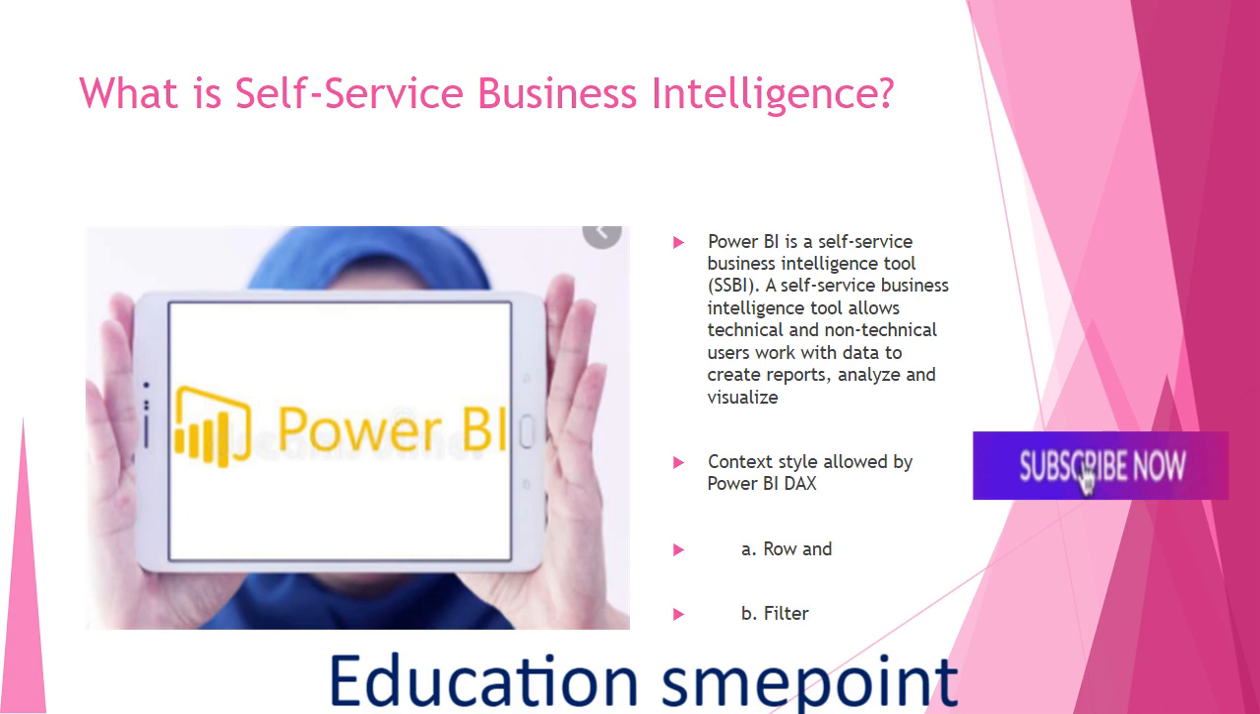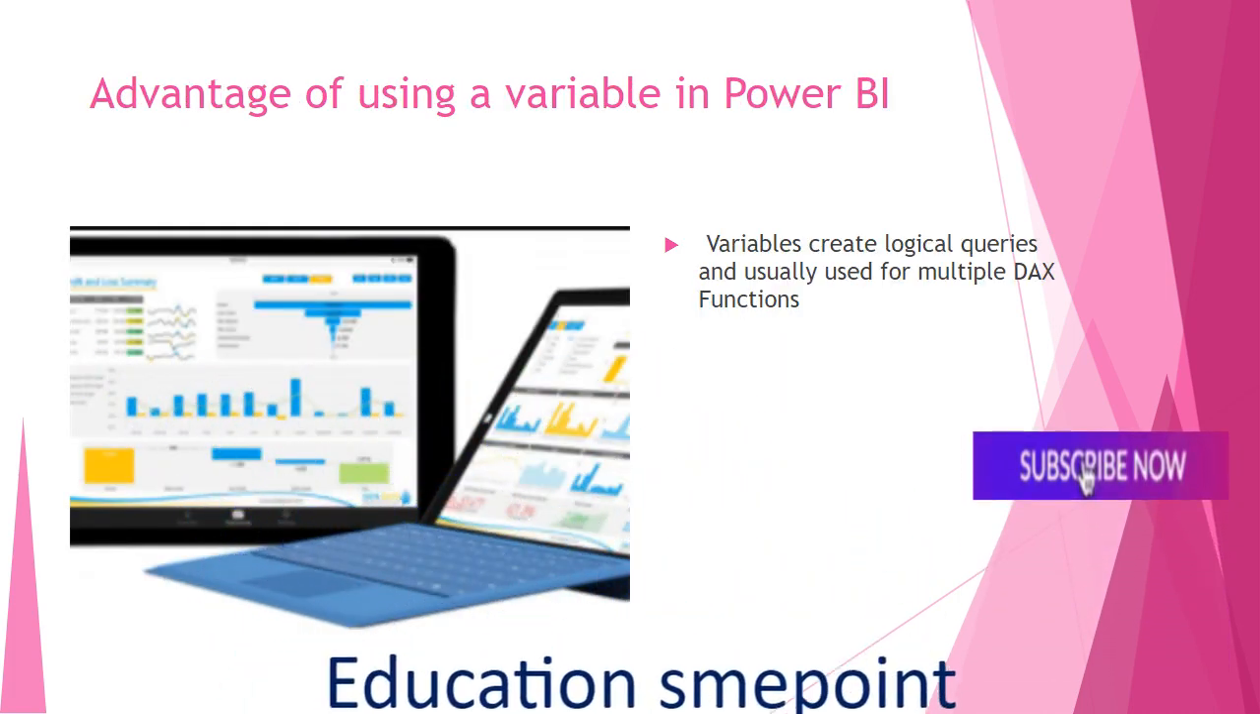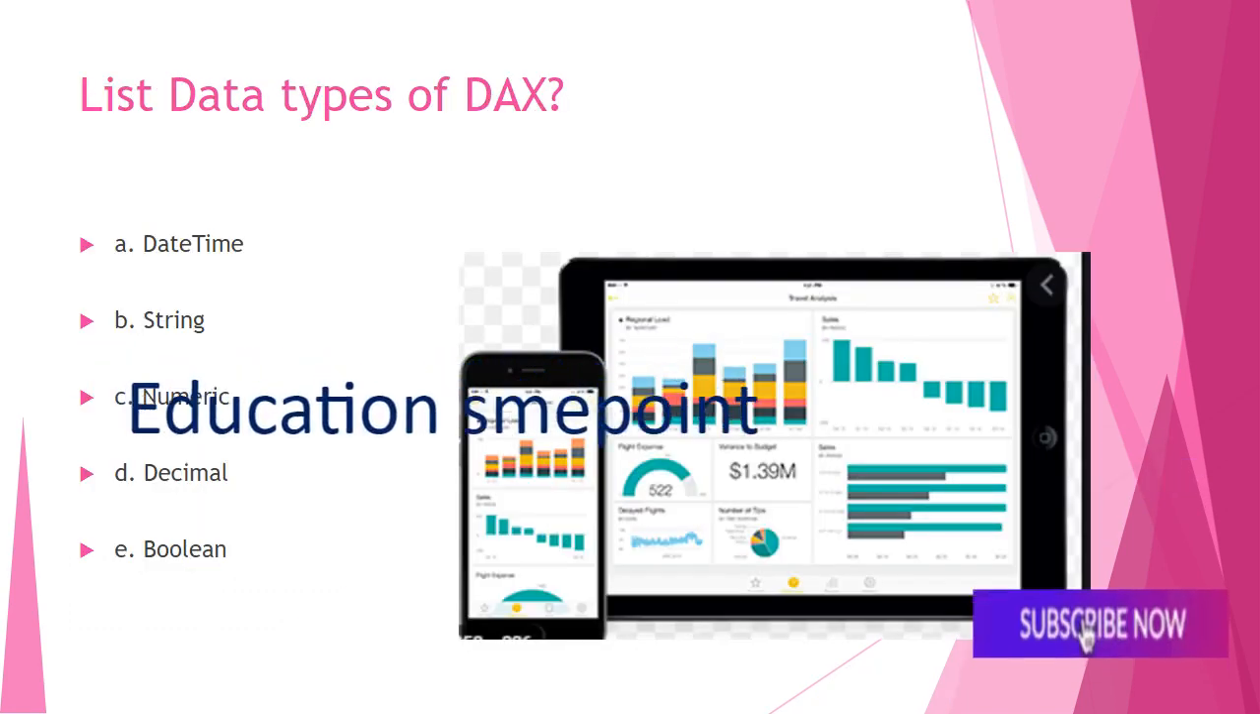What context styles are allowed by Power BI DAX? A. Row and B. Filter. What is the advantage of using a variable in Power BI? Variables create logical queries and are usually used for multiple DAX functions. List data types of DAX.